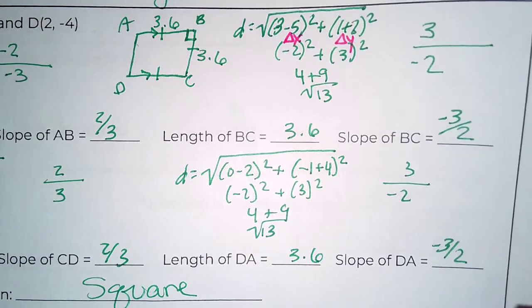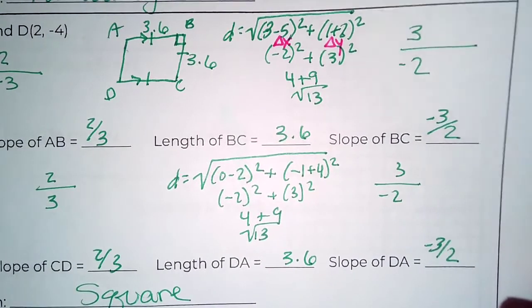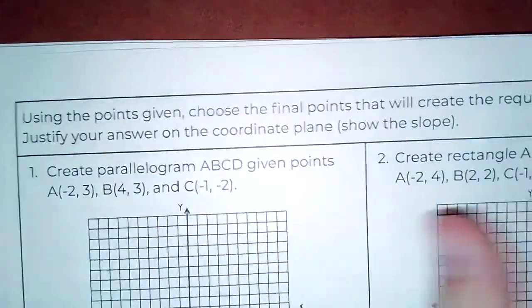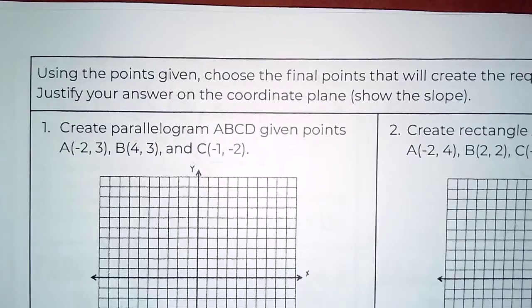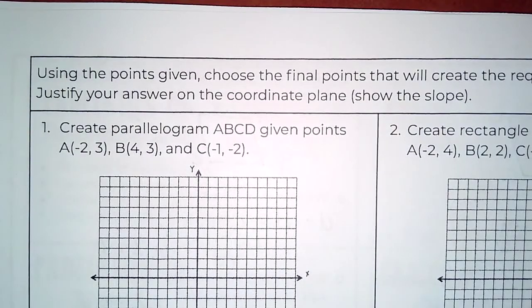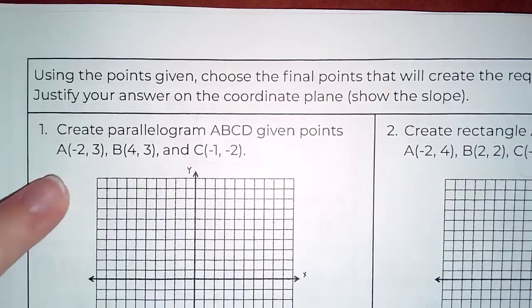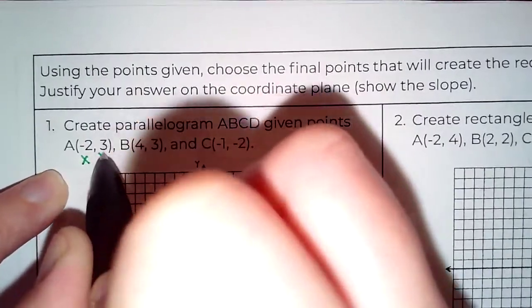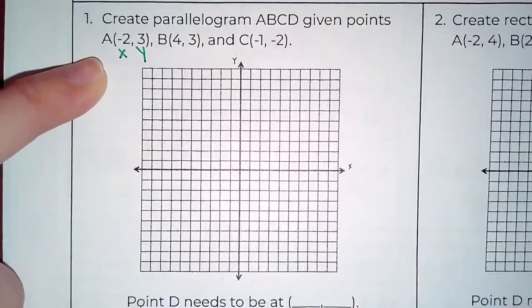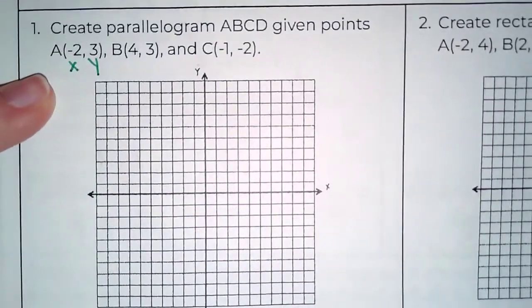And the last two questions are finalizing, so finding the fourth ordered pair of your shape. So we have to be able to graph. Using the points given, choose the final points that will create the requested quadrilateral. Justify your answer on the coordinate plane. Show the slope. So, create a parallelogram ABCD given the points. So these are x, y ordered pairs. We have to be able to graph these. This is, again, pretty good review for that EOC.